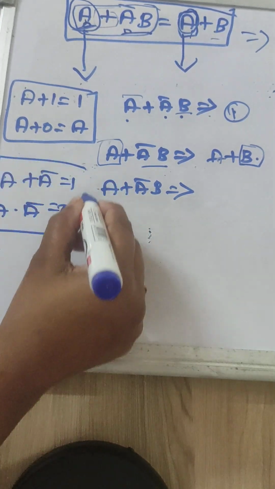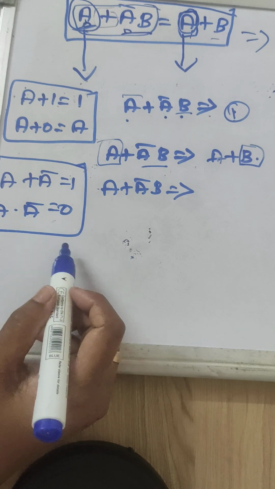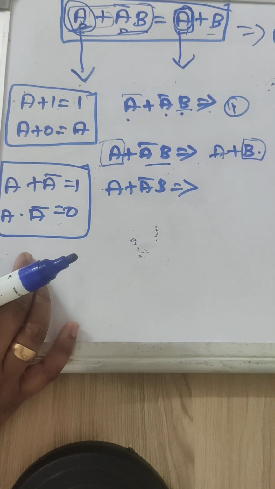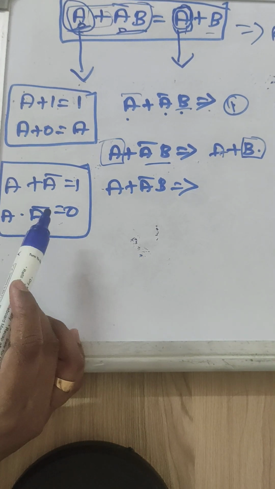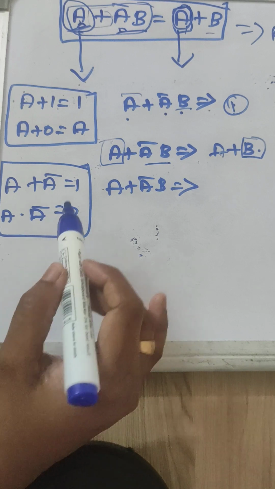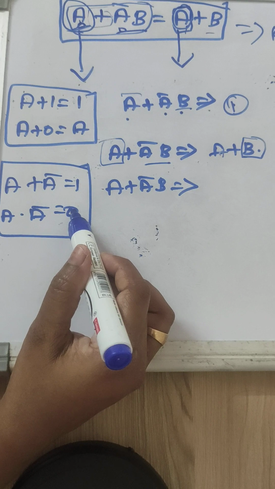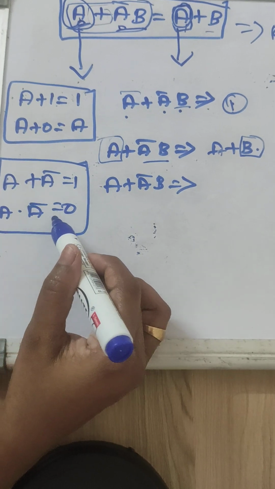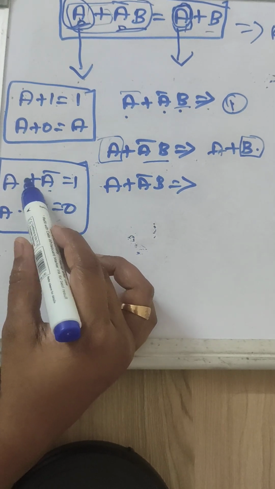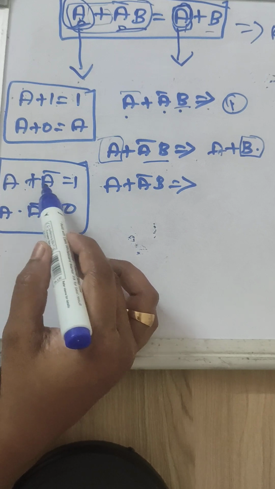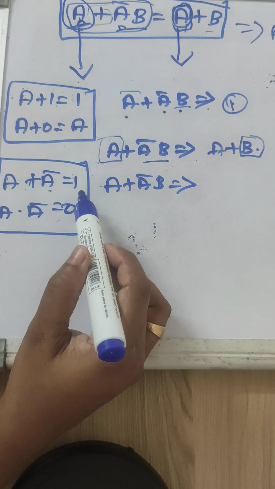How are we saying this? If A is 0, definitely A bar will be 1. If A is 1, A bar will be 0. So for different terms, different bits, if we add them, with respect to the OR gate, any one of the inputs will definitely be 1, so the output will be 1. For an AND, the product will be 0, because any one of them will definitely be 0.